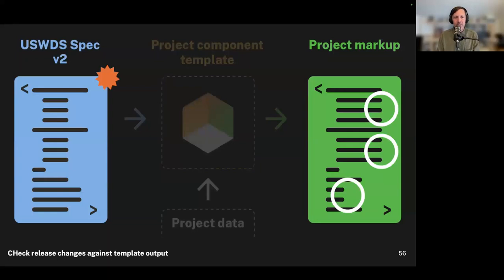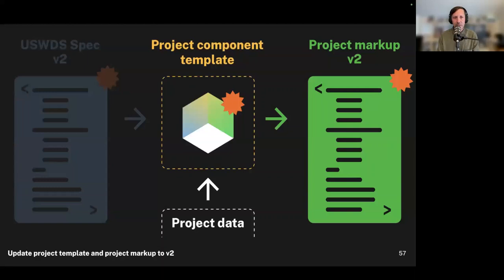Slide 56. Well, when it's new, teams have to go in and identify what's changed in the new USWDS spec. Like what's changed between what we're saying now and what we said then? What do we need to change in our template to match this spec? Slide 57. So then they have to update their component template to make sure it's outputting markup that matches the new spec. And they have to do this every time USWDS makes a markup change.